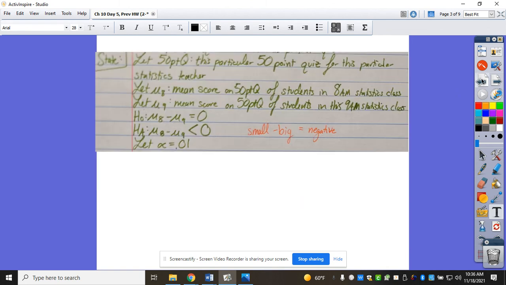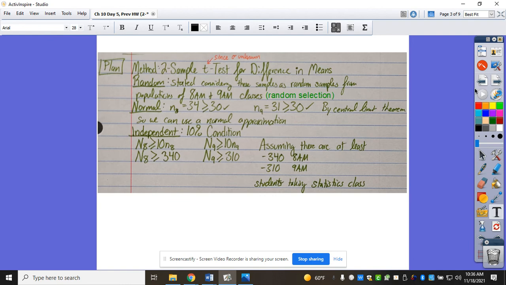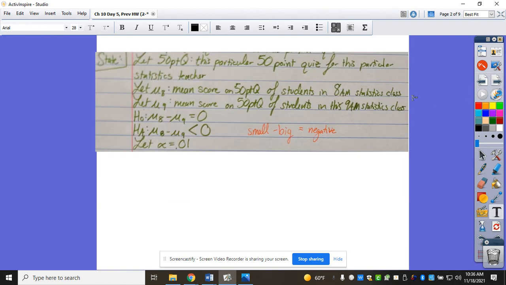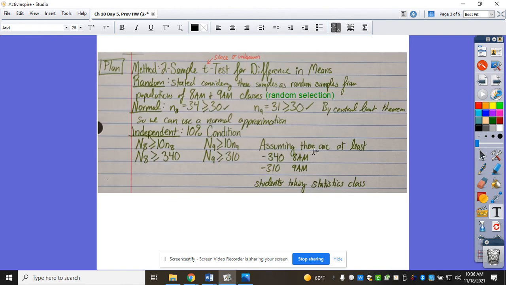So however you worded it here, match it. I said students in the statistics class, or in the 9 a.m. statistics class. So I would need mine here to match that, to say, assuming there are at least 340 8 a.m. students taking statistics class. So make your populations match however you chose to do it. But I would probably take either one here because of the wording.